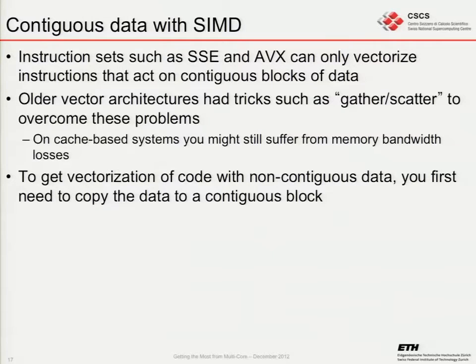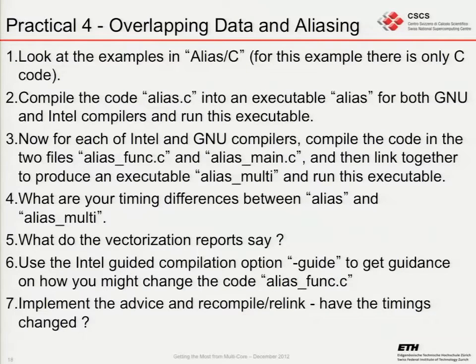So the next thing we'll look at, though, as an example, is overlapping data and aliasing. As mentioned before, you're less likely to do anything like this in Fortran because the language semantics tend to disallow much of this. So in this example, we've just got a C code. And this is about aliasing of two pieces of data. Do they overlap? Do they not? What is the compiler going to tell you in this case?